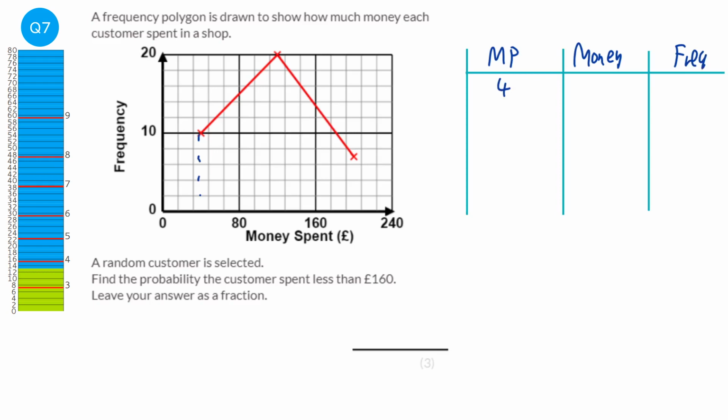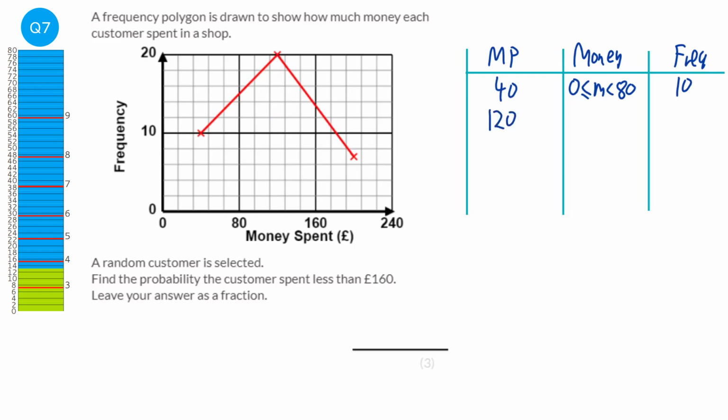And we can see here that that was between, like that was in this group here. So that is 0, and I'm just going to use M for money, 0 to 80. And the frequency is how high it is, which is 10. The next midpoint is here. So that was going to be 120.